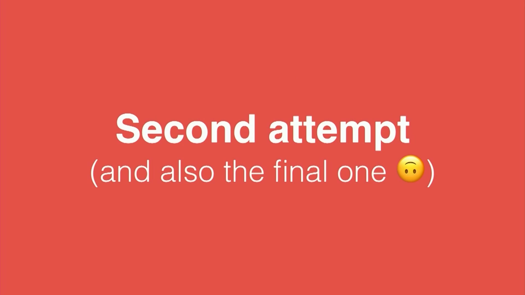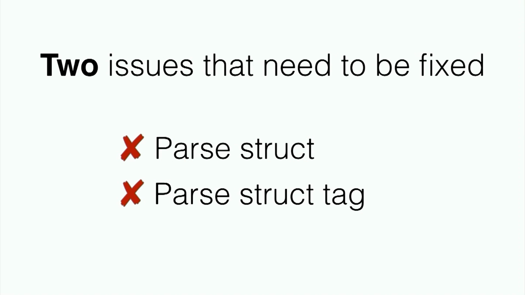Then there was a second attempt, and also the final one. Let me explain what this attempt is. When you look more carefully, we actually have two problems here. One of the problems is we need to be able to parse the struct correctly, so we need to be able to read the comments or understand the nested structs. And the second problem is we need to be able to correctly parse the struct tag, because if I want to add another key pair, like I already have JSON and I want to add XML, I have to parse it. Or if I want to add an option, I again need to parse the struct tag.